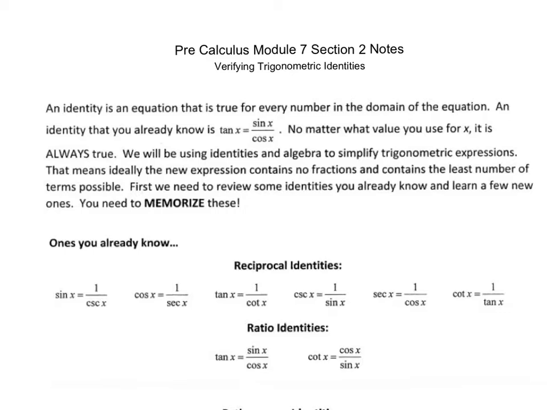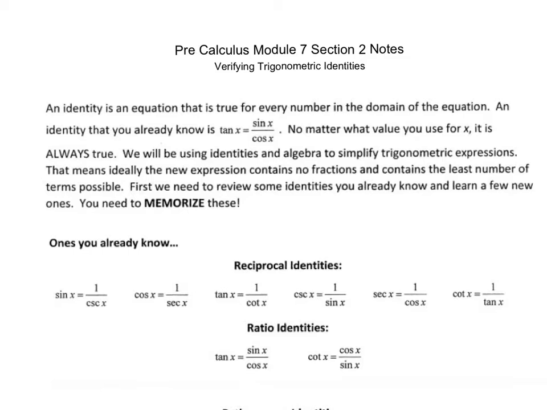So in section 2, we're going to be using identities in algebra to simplify trig expressions to get a new expression that has no fractions and contains the least number of terms possible. We're also going to be verifying trig identities. So we need to review some of the identities we covered in section 1 and talk about a couple new ones. And these you're going to have to memorize or keep these notes handy when you're doing your assignments.